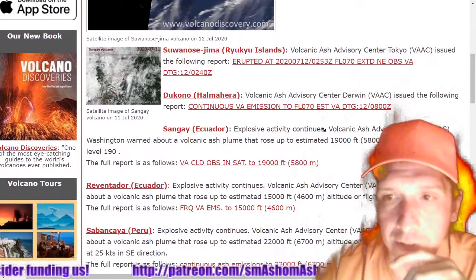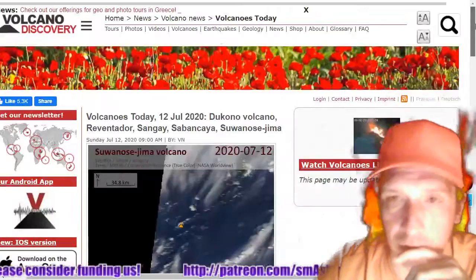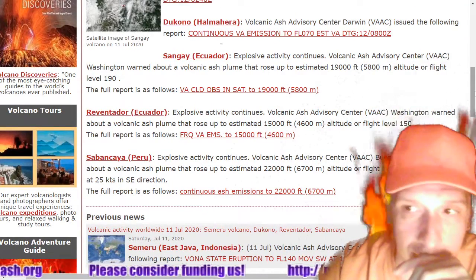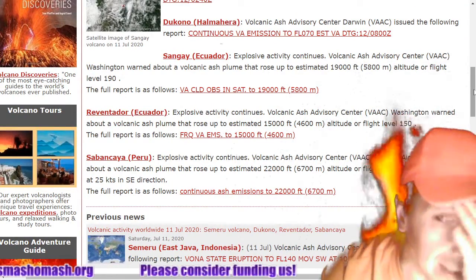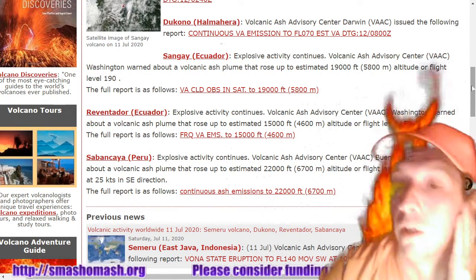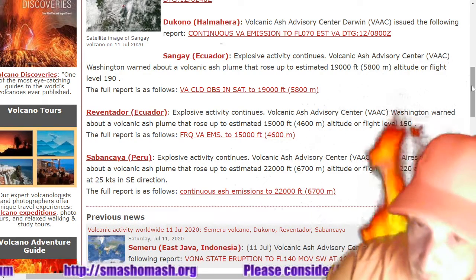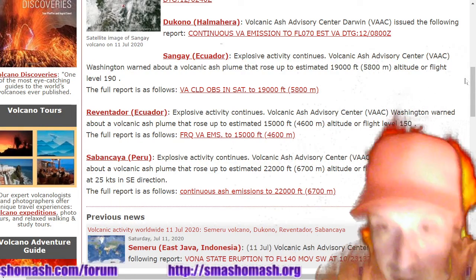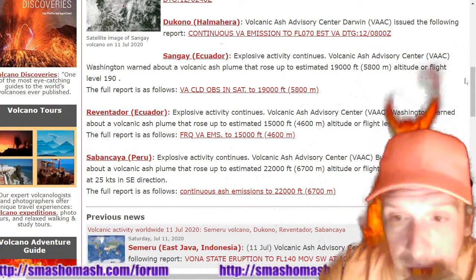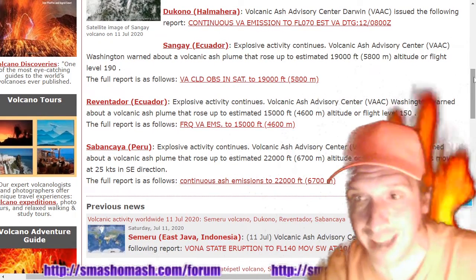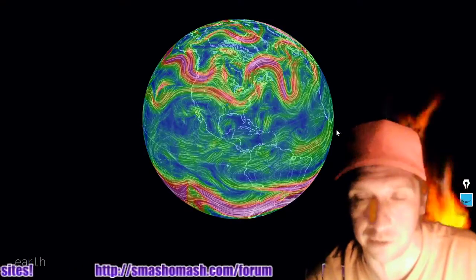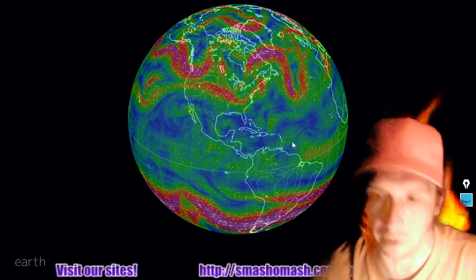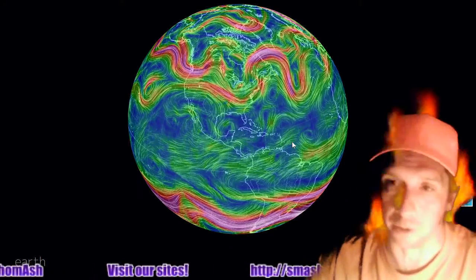Suwanosejima back on the list. Flight level 7,000 there as far as volcanoes here at volcanodiscovery.com. Tokono, flight level 7,000 there. Sangay, flight level 19,000 there as it explodes. Also Reventador explodes. Flight level 15,000, and Sabancaya exploding as well. 22,000 foot plume of ash there. Please don't fly your hang glider over the Sabancaya caldera. You could damage your equipment. We don't want to do that.